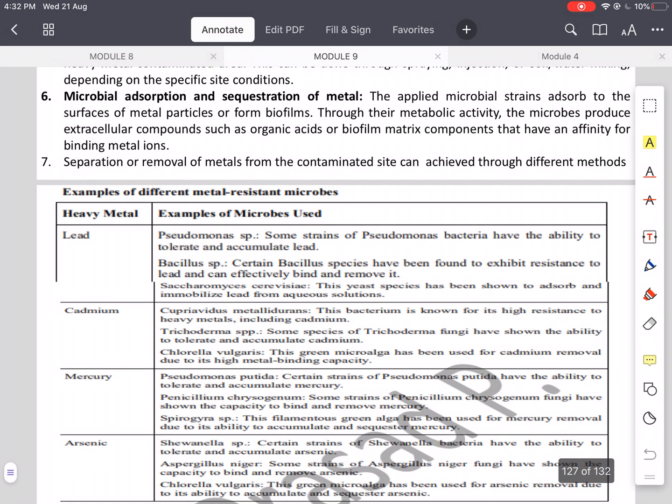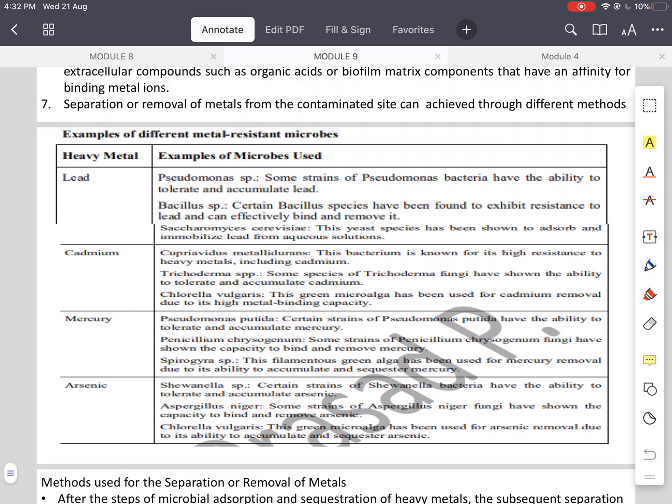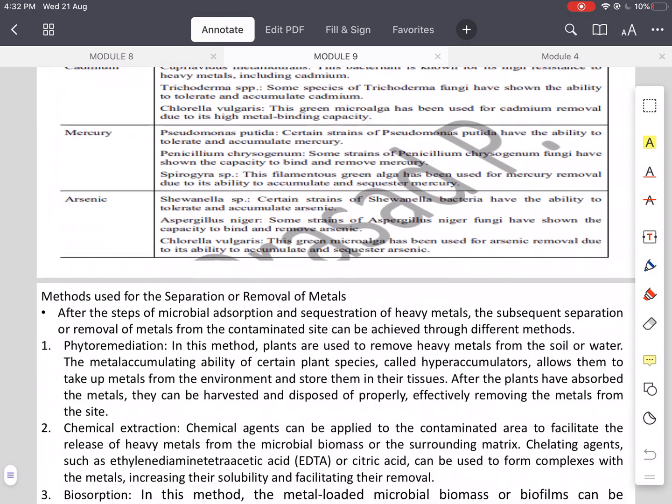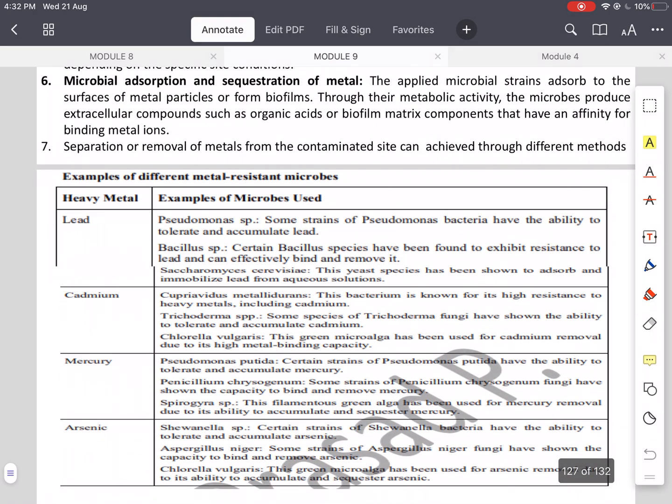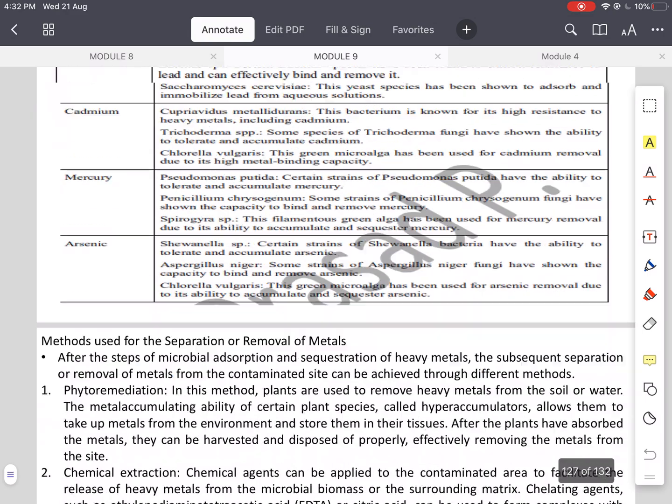For example, for lead removal we use strains called Pseudomonas or Bacillus sp. For cadmium we use Cupriavidus, Trichoderma sp. For mercury we use Pseudomonas putida. Similarly for arsenic, Shewanella. These are the strains used for the removal of metals. These are some examples.